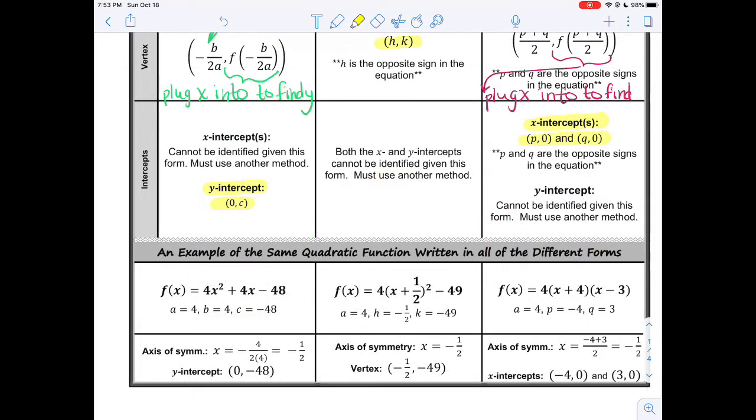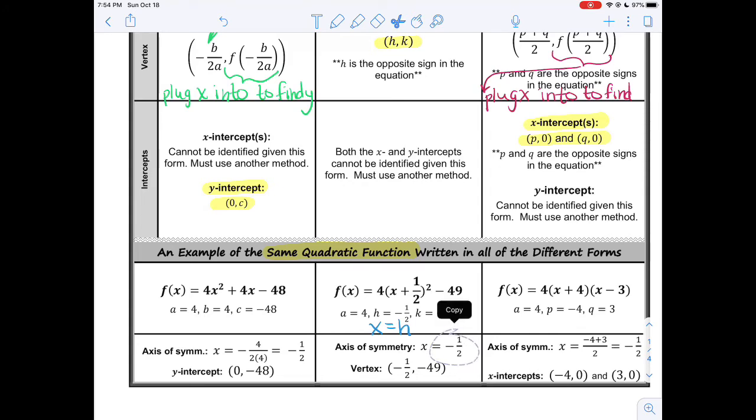Let's go ahead and look at an example where we have written the same exact quadratic function. In other words, all of these would graph the same if you graph them in Desmos, but we've written it in all three different forms. Starting with our vertex form, the one that you're most familiar with, we can pull out the a, h, and k values that you see here. A is 4. H, since I see a positive in the equation, h is actually negative 1/2, and my k value is negative 49. We can recall that our axis of symmetry is that x is equal to h, and so our axis of symmetry is at x equals negative 1/2.